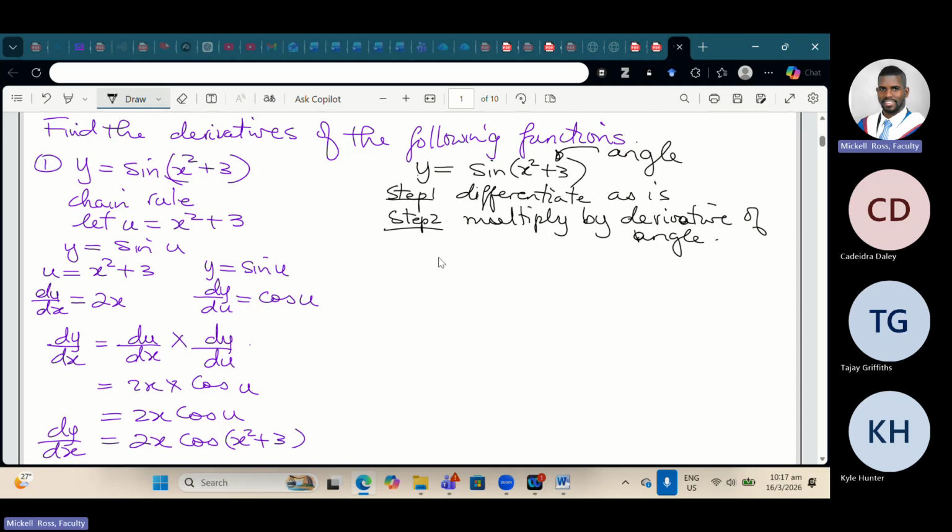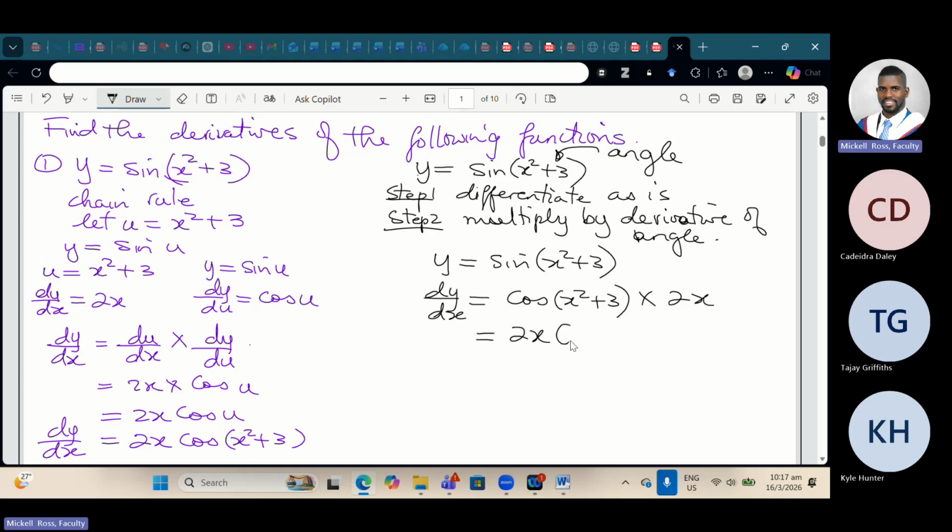All right. So if we have y is equal to sine of x squared plus 3, when you differentiate sine x, we get cos x, right? But it is sine of x squared plus 3. So when I differentiate it, it's going to give me cos of x squared plus 3. And then we're going to multiply by what we would get when we differentiate the bracket. If I differentiate this bracket, I'm just going to get 2x. So my final answer would be 2x times cos of x squared plus 3.